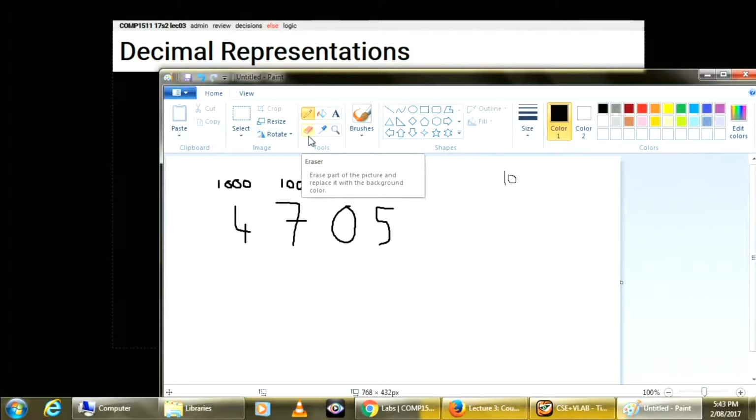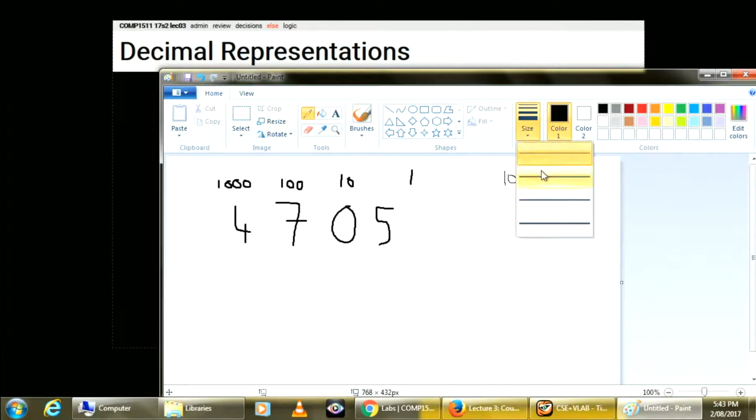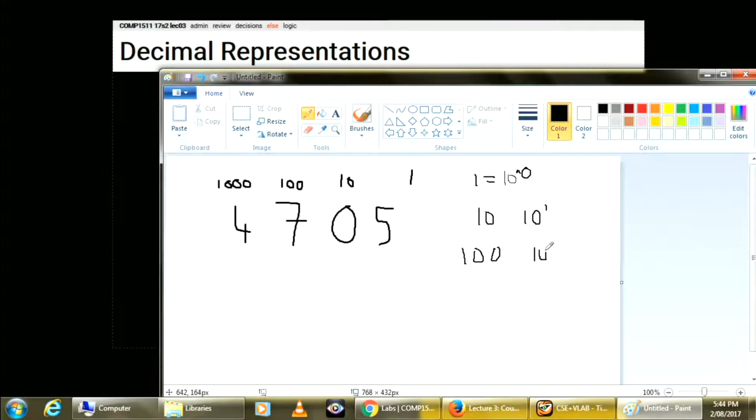why did that get smaller? 10 to the power of 0. 10 is 10 to the power of 1. 100 is 10 to the power of 2. And 1,000 is 10 to the power of 3.